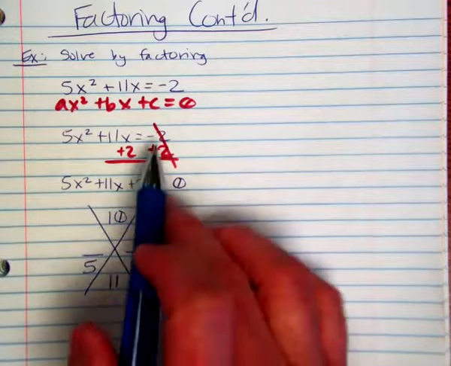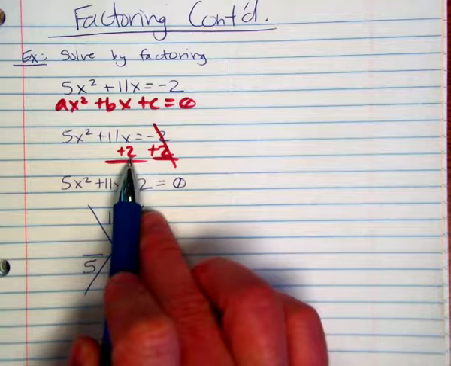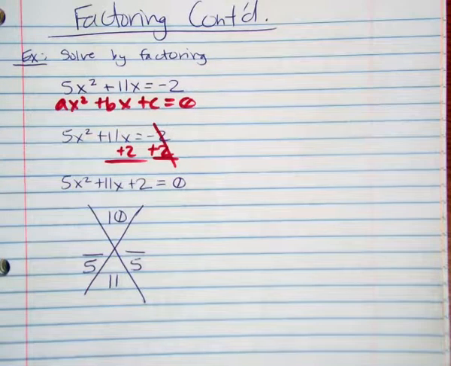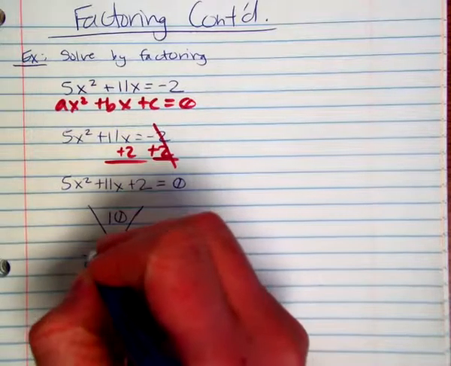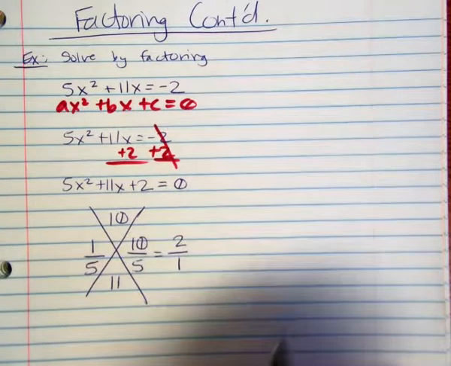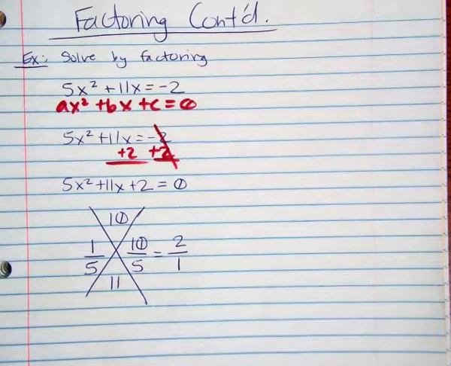You cannot add the 2 to anything else because 2 is just a constant. It's not a like term to go with x squared or to go with x. So I have to leave it separate. Multiplying to make 10, adding to make 11 would be 1 and 10. Reduce this to a 2 over 1. And let's go ahead and apply our shortcut here.